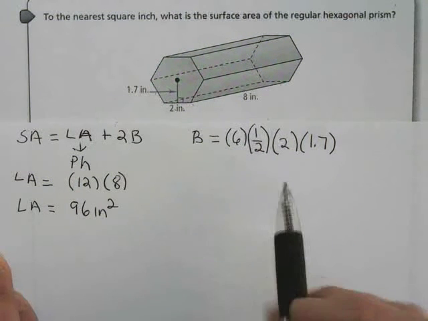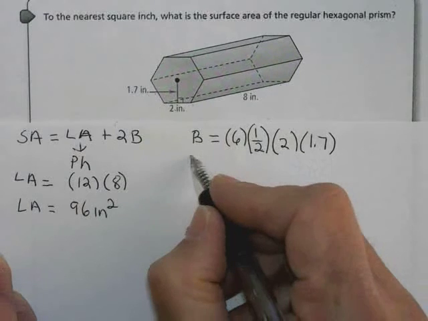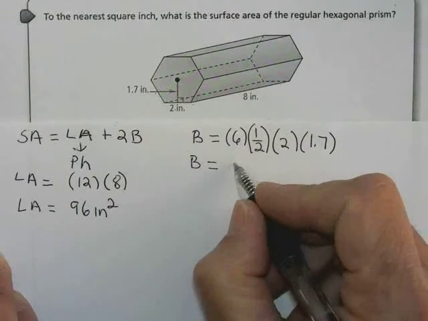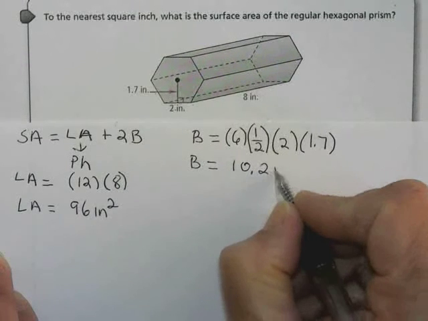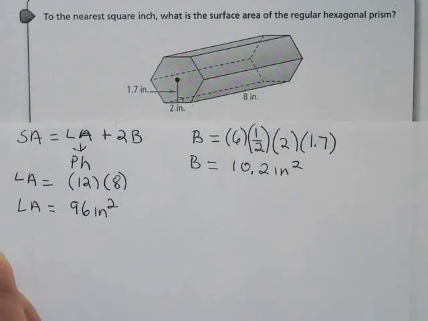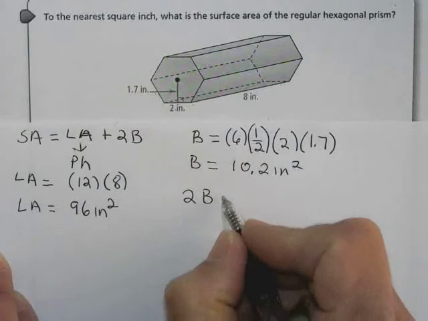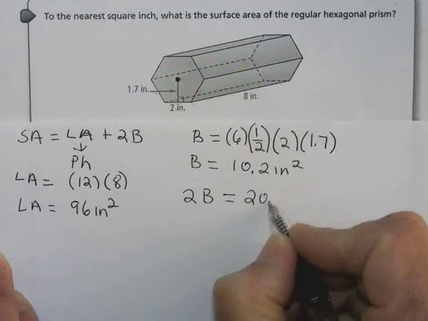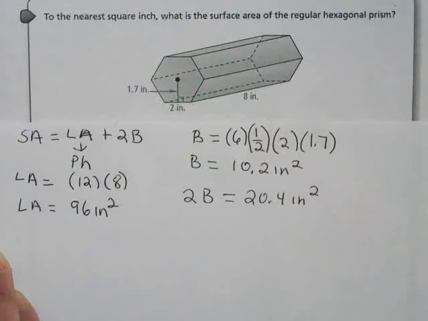The formula for the area of a triangle, of course, is 1/2 base times height, and if you were to do this calculation accurately, you would find out that the area of the base is 10.2 inches squared. For our surface area formula, of course, we need 2B. So there are 2 bases, one on either side, and that means that 2B equals 20.4 inches squared.